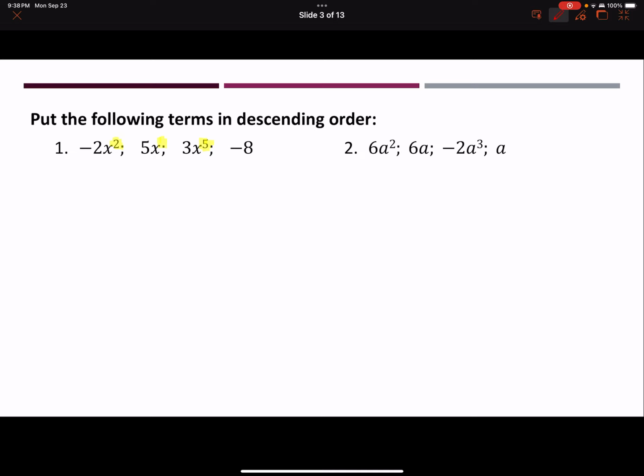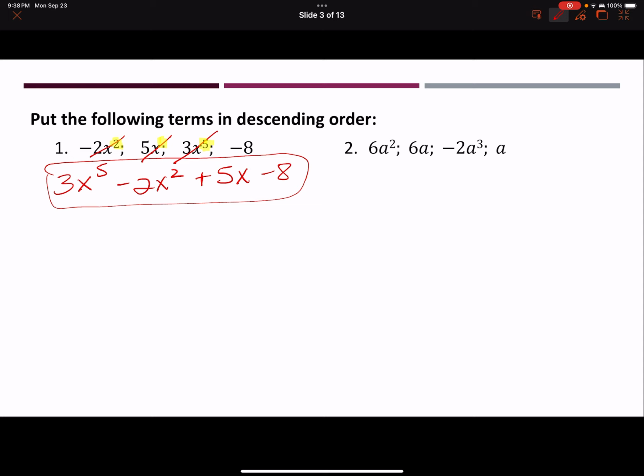So my biggest exponent is going to be that 3x to the 5th. I'll cross it off so I remember I've used it. That negative 2x squared, remember, only the highlighted exponents are what matter, and then plus 5x, and then my constant always comes last. So that is descending order or standard form.